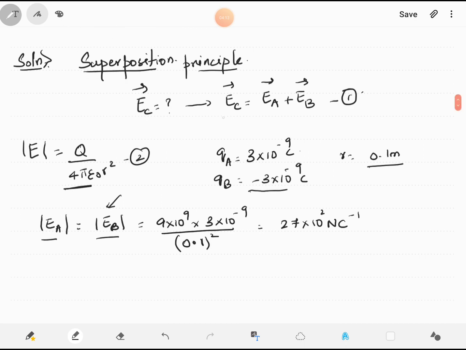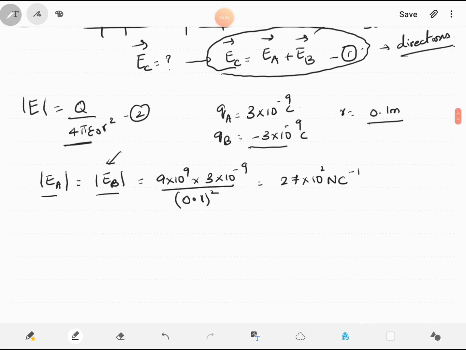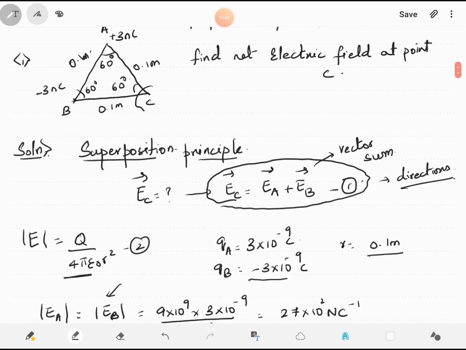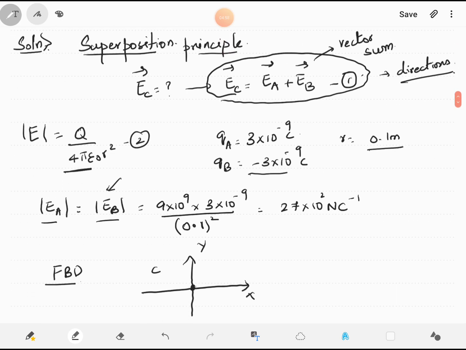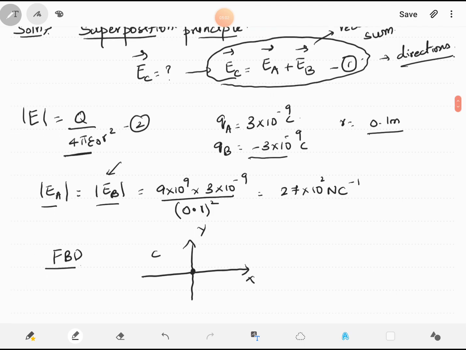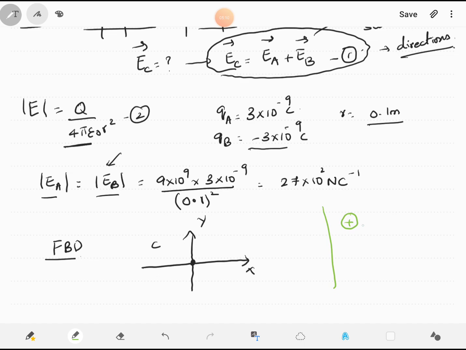To find the net electric field at C, we've already said we'll have to add these electric fields vectorially. It's a vector sum, meaning that you will also have to take into consideration the directions of these electric fields. So to find the net electric field, we shall make a free body diagram. A free body diagram is made by taking Cartesian coordinate axes, x-axis and y-axis. The point under consideration here is point C, therefore point C is conveniently chosen at the origin. And we will show the directions of the electric fields at point C due to the charges at A and at B. Now, we know that the electric field produced by a positive charge will always be directed away from it.